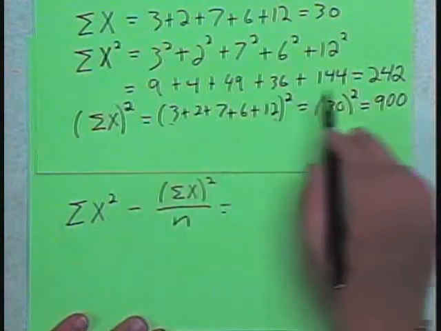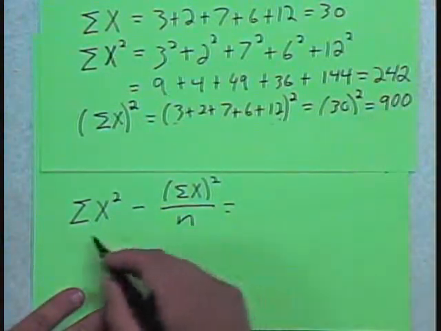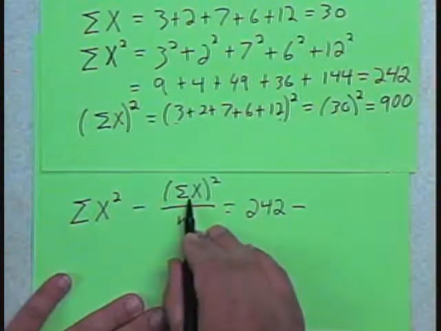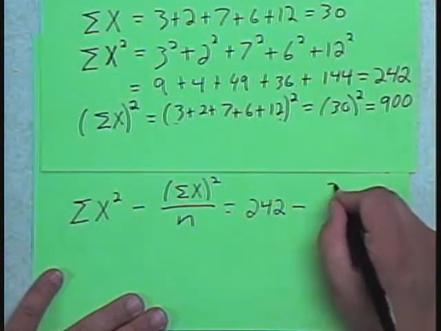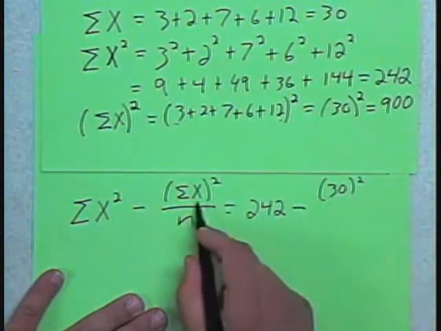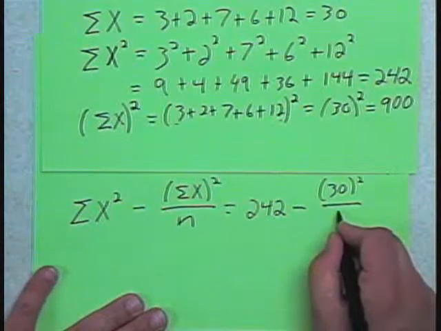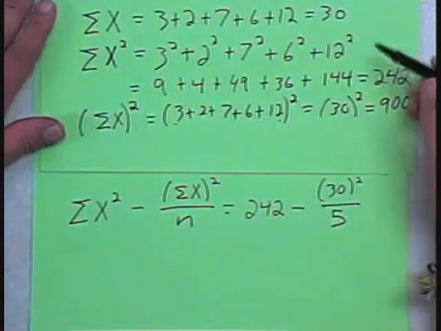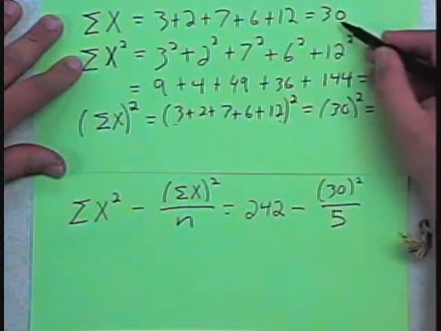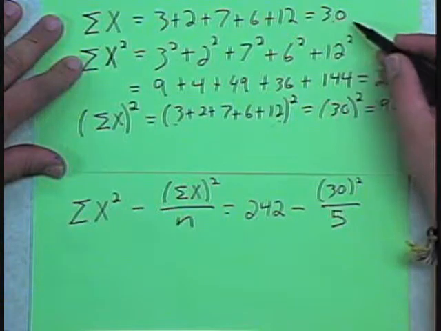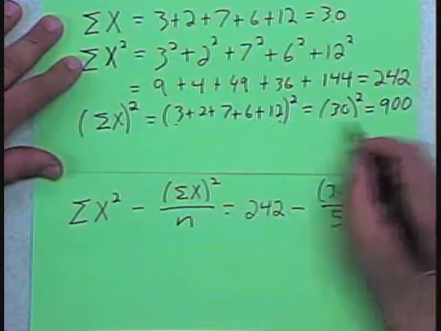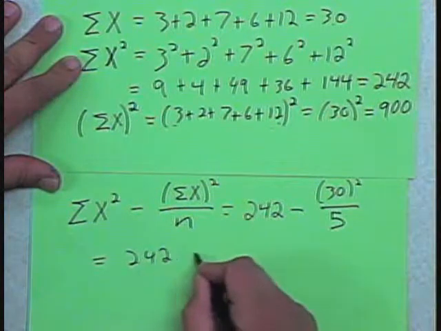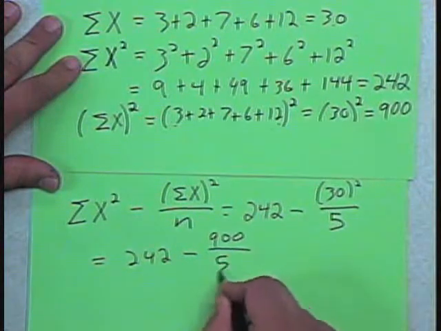This is the sum of x squared, which we've already calculated, 242. So I'm taking 242, and then I'm going to subtract it. This is the sum of x, remember, is 30. And then I'm squaring it, and then I'm dividing that by n, and n was 5. So what I'm doing is taking the sum of x squared minus the sum of x quantity squared divided by 5, the number of values. And the sum of x quantity squared is actually 900. So I could rewrite it like this, 242 minus 900 divided by 5.